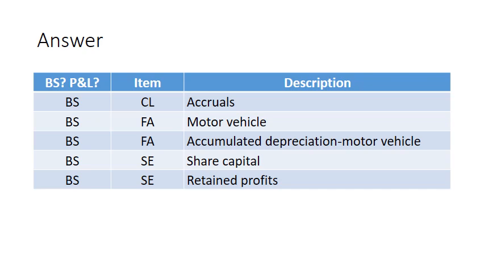Next is accumulated depreciation for motor vehicles. It's related to motor vehicles, so you'll put it in the same place as motor vehicles. So it's balance sheet and fixed asset. Next, we have share capital.